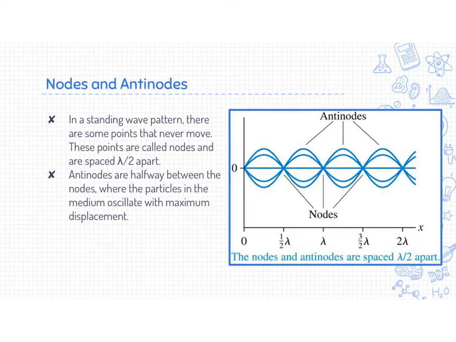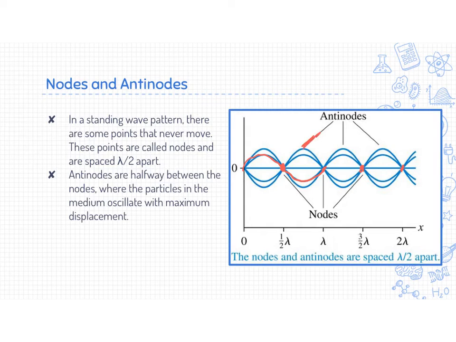Now, some quick little anatomy of standing waves. In a standing wave, there are some points that never move, right? Right here, right here, right here. These are known as nodes. These points are called nodes, and if I look at a wave, this is one complete cycle right here. So they're every half wavelength apart.